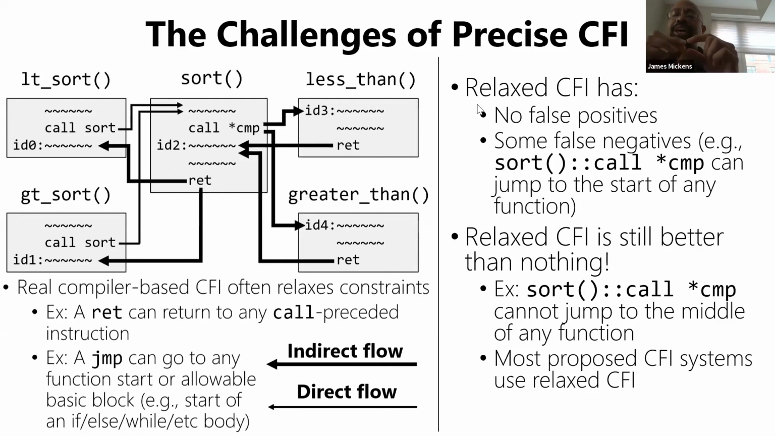So literally, you've got a return instruction somewhere. Actually, we can see this on this slide here. Let's say we're looking at this less than function, at the ret here. Let's say we had a CFI scheme that's only going to allow that ret to go to a call preceded instruction. We see that ID2, this instruction, is call preceded. We also see that ID0, this instruction, is also call preceded.